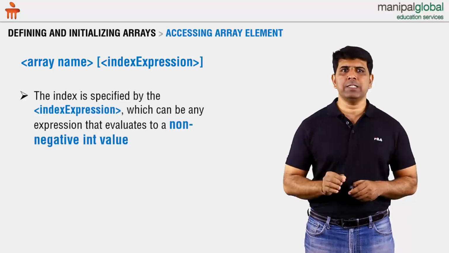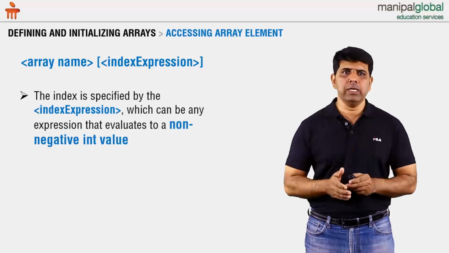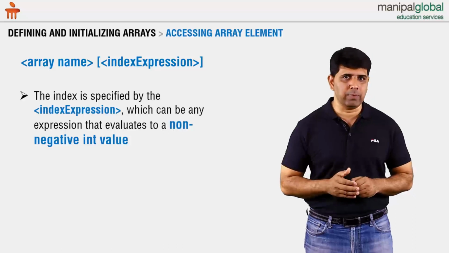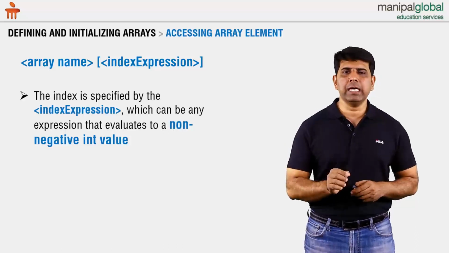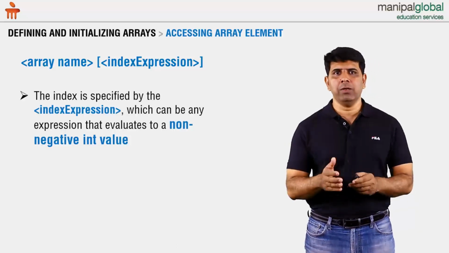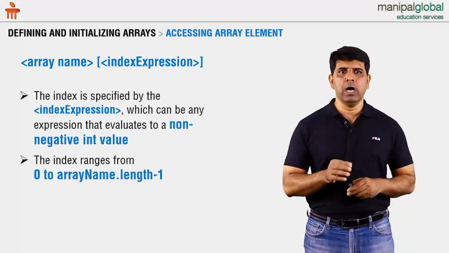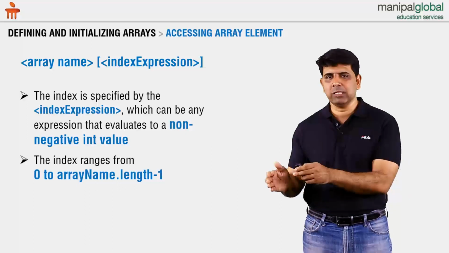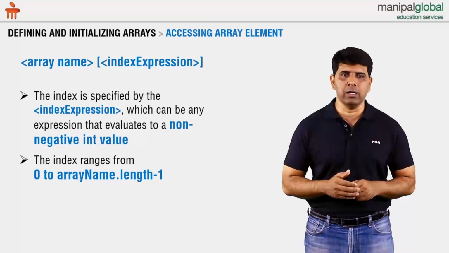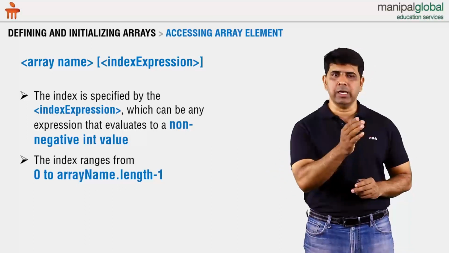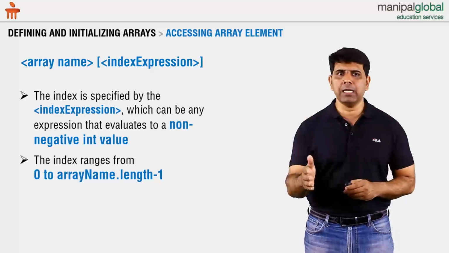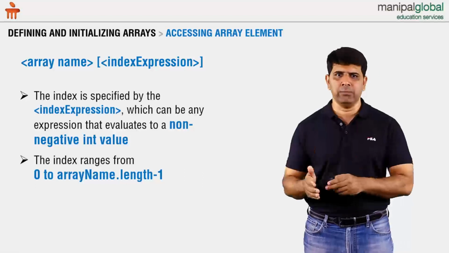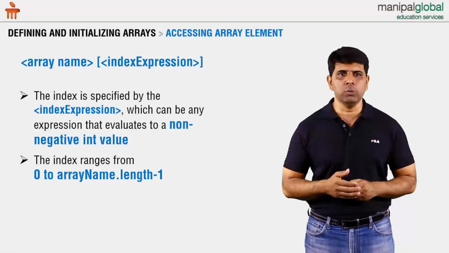The index is specified with this index expression, which can be any expression that evaluates to a non-negative integer value. Remember, having a negative value will throw a negative index exception. Now, the index ranges from 0 to array name dot length minus 1. So this is a good idea to be used in a for loop. I can say for I equals 0, I less than array name dot length minus 1, or I less than array name dot length, and I can continue with that loop.